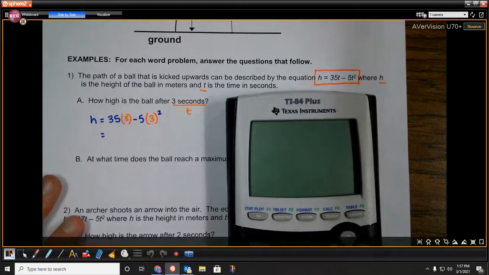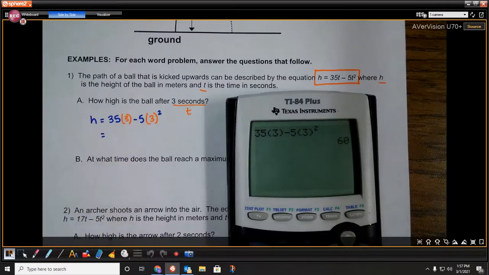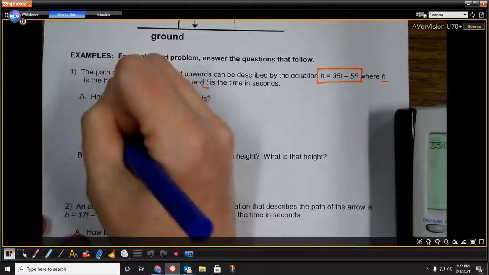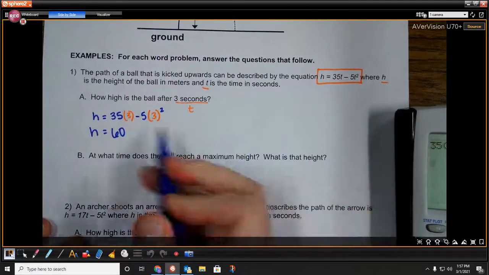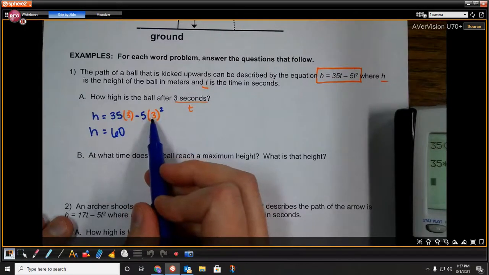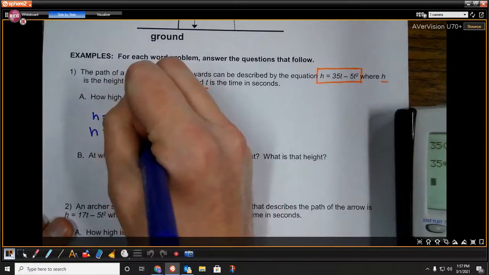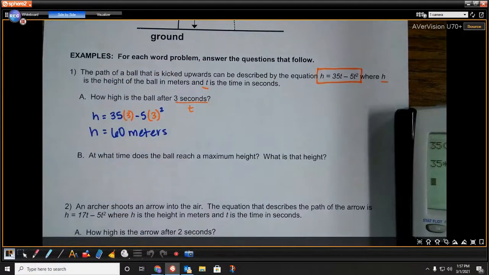So we'll turn it on, clear that out from our regression, and I'm going to say 35 times 3 minus 5 times 3 squared, and that is going to give us a height of 60 meters. So that's going to give us an h that is equal to 60. Also, we could have said 35 times 3 is 105, 105 minus 5 times 9, that's 45. It would have given us 60. And so after 3 seconds, our height was 60 meters tall.